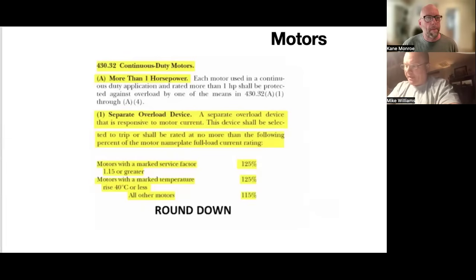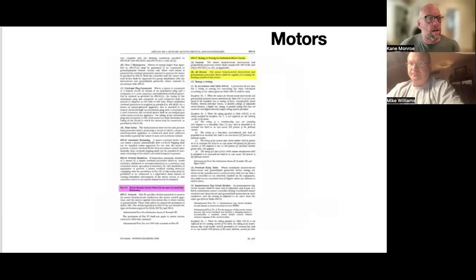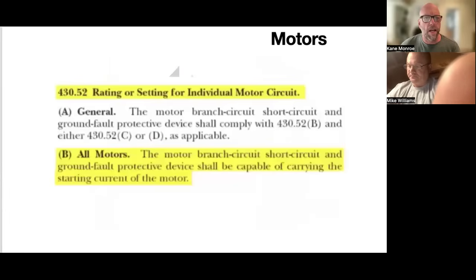I have all that highlighted. Then 125%, multiply 1.25, multiply 115 or at 0.115. Then I have FLA. Then I just made a note of rounded down. Yes, sir. Next highlight. Shall be capable of carrying the starting.